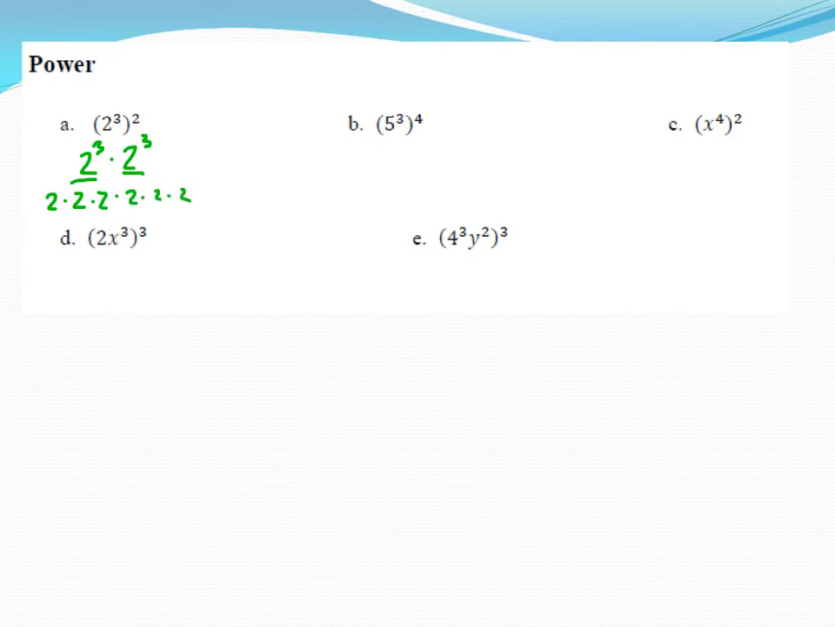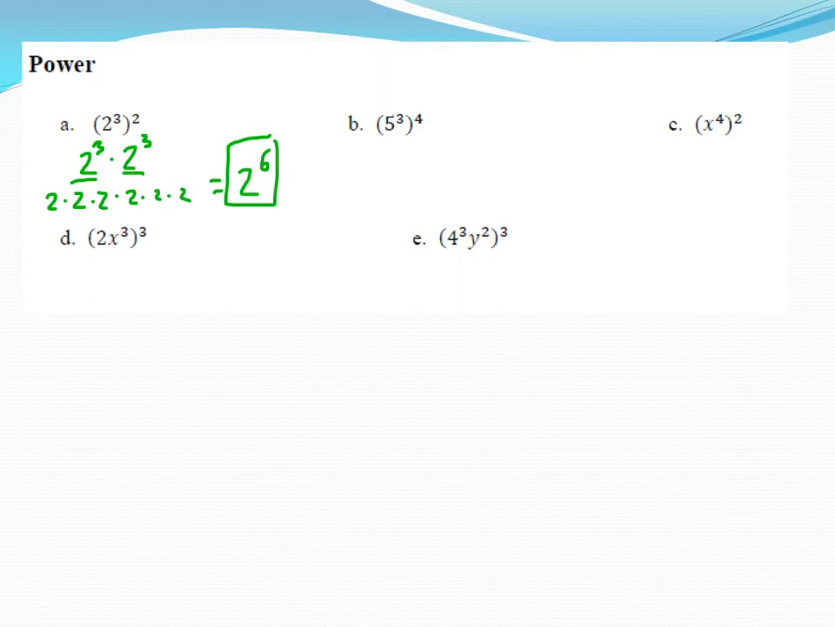So expanding that out, what do we get? I get 2 times 2 times 2, I have 6 of them there. So this would mean my base is 2, my power is 6. So notice when I take 2 to the 3rd to the 2nd power, that's the same thing as saying 2 to the 6th power. Okay, let's try B then.